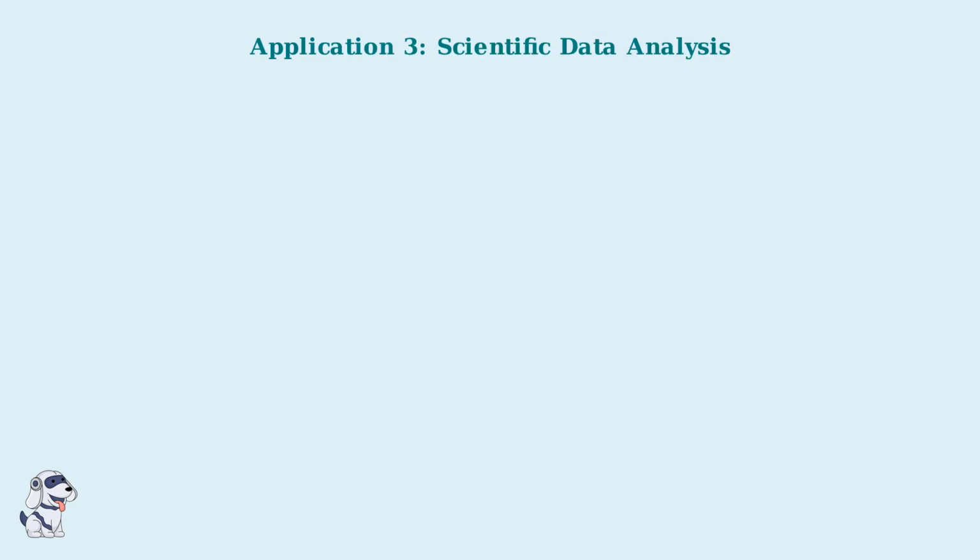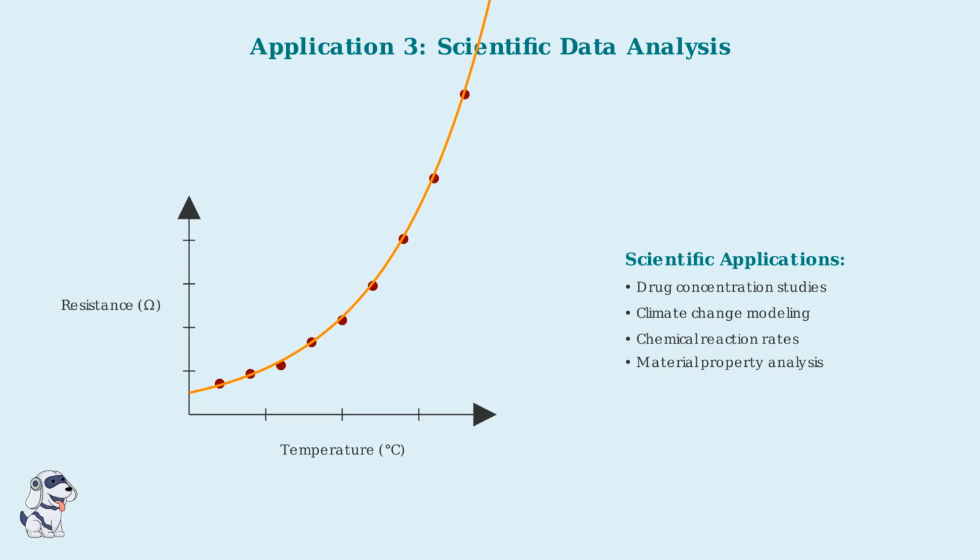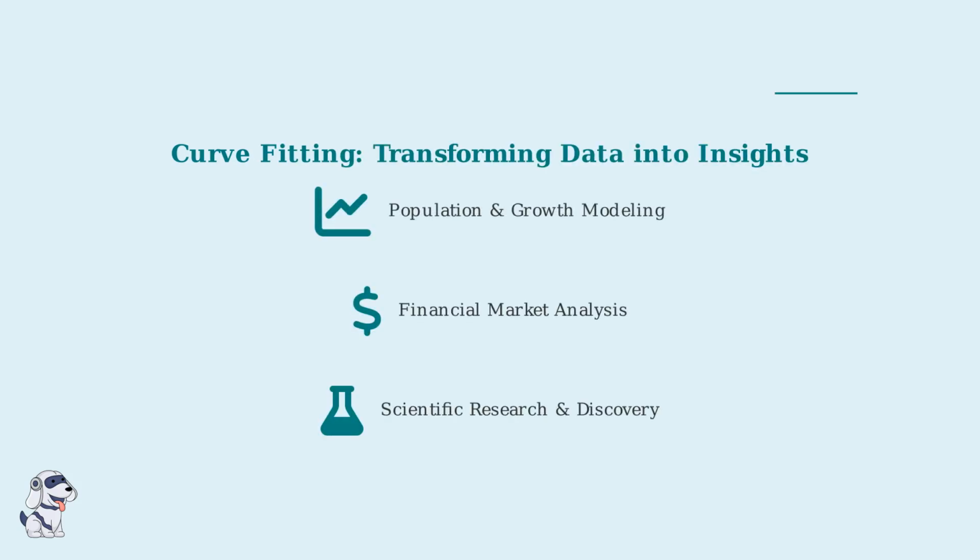Our third application is scientific research. Scientists use curve fitting to analyze experimental data, validate theories, and discover new relationships between variables. For example, in physics, researchers might study how temperature affects the resistance of a material. The relationship often follows an exponential curve that can be modeled mathematically. The fitted curve allows scientists to predict behavior at untested temperatures, validate theoretical models, and understand the underlying physical principles governing the relationship. These examples demonstrate the versatility and power of curve fitting.